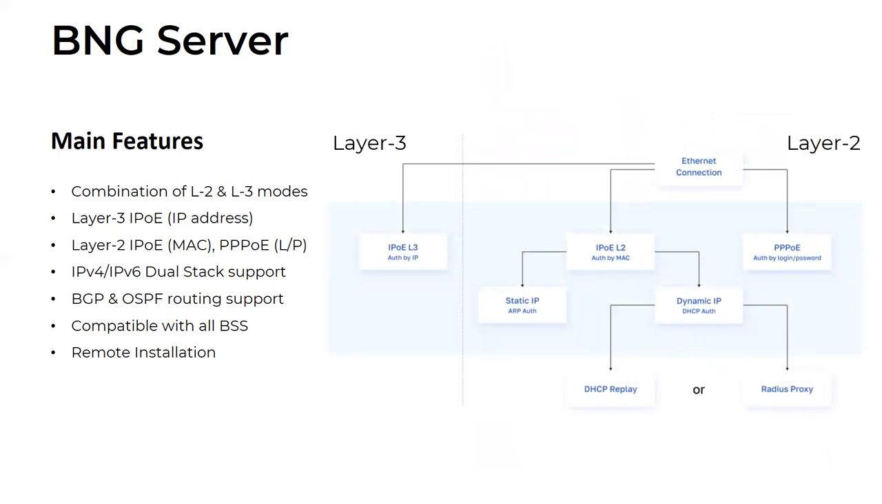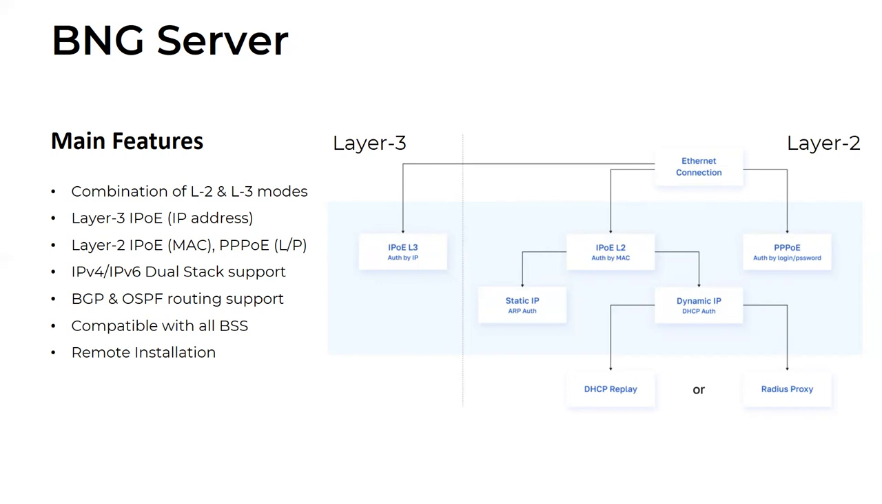As shown on the diagram, SSG can work with different network segments with different methods of subscriber authorization. In our understanding, Layer 3 PNG is IPoE authorization by IP address. Layer 2 PNG is either PPPoE authorization using a username password pair, or authorization by MAC address via ARP request or DHCP request with DHCP relay support, Option 82 in DHCP request, or radius proxy when radius server is used instead of DHCP server.